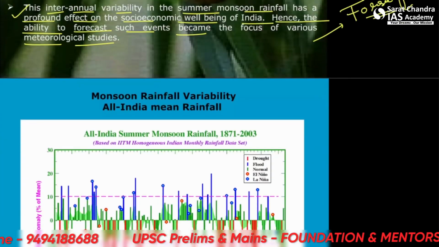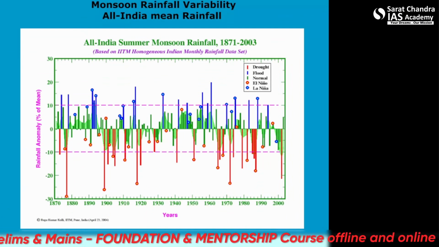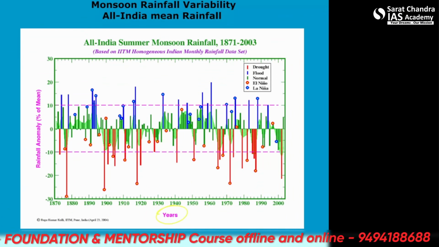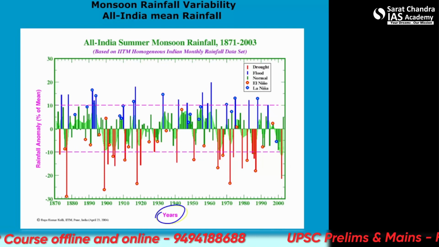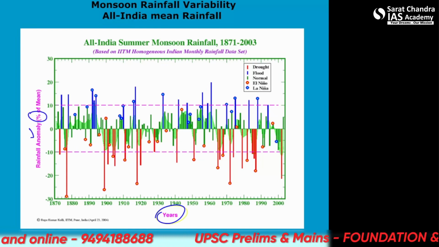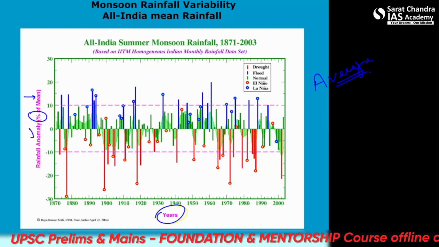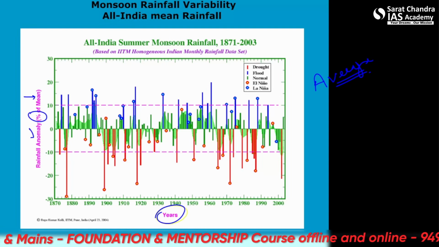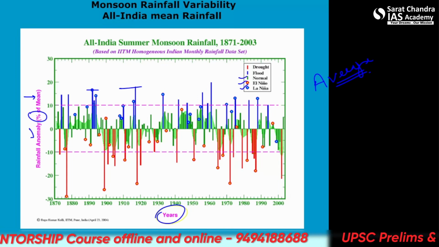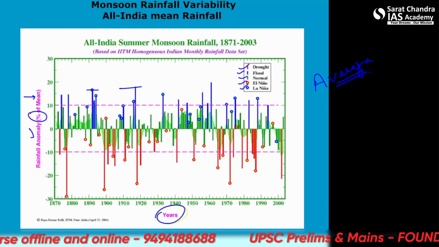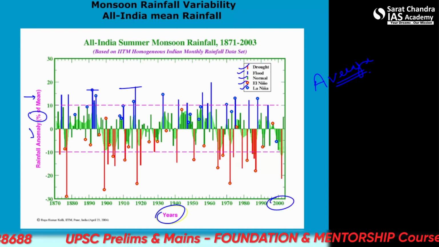So let's come to our next map, which is monsoon rainfall variability, all India mean rainfall. So this graph is plotted between the years and the rainfall anomaly. That means percentage of the mean. Mean means average rainfall which is expected in India. So whenever we are seeing any blue line, these are the effects. This is the La Nina, El Nino, this is normal, this is flood, this is drought. So we are seeing till let's say 2000 or 2003 from 1870s.